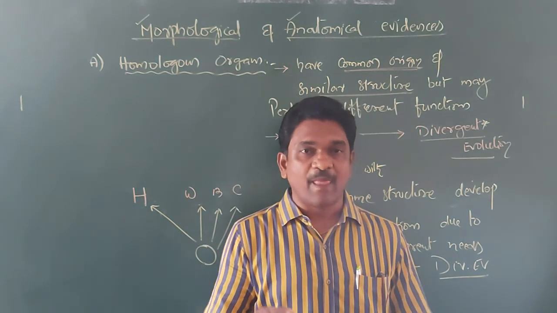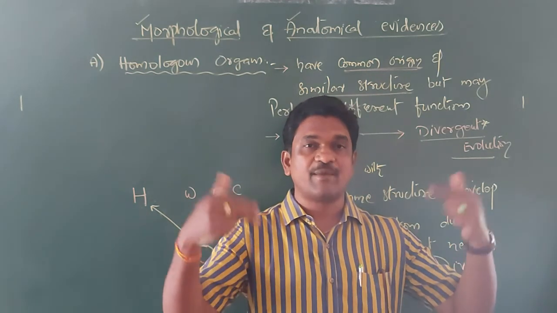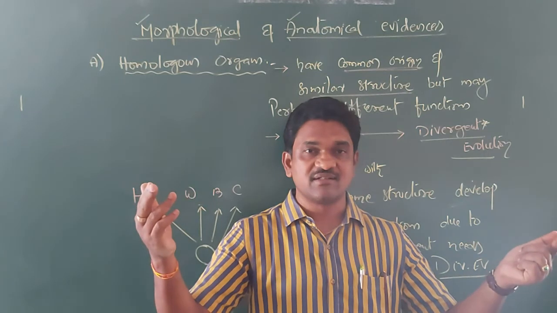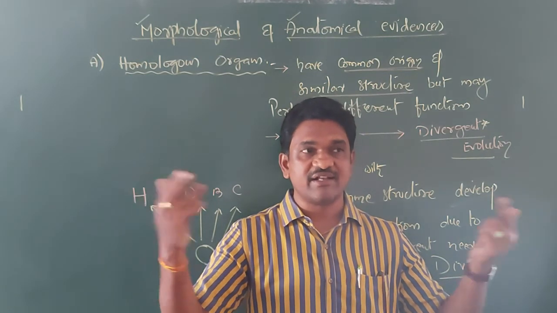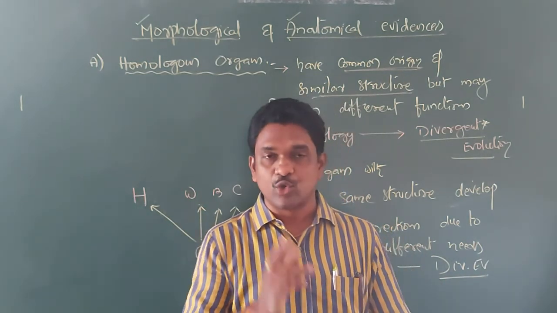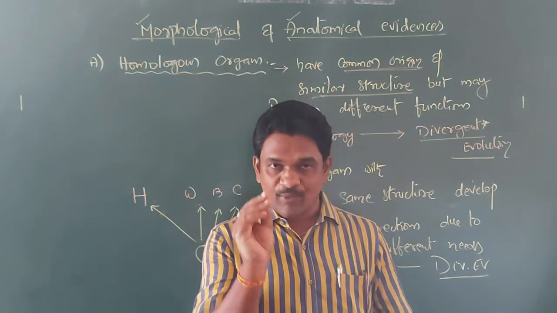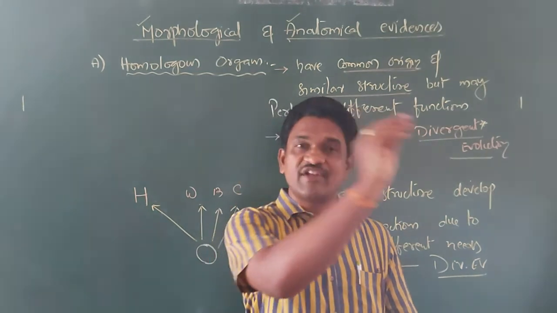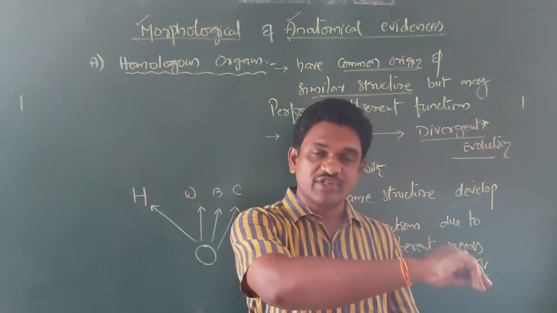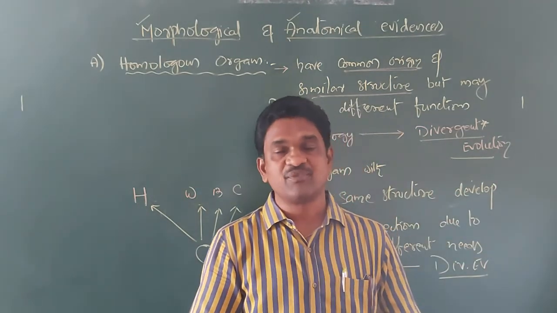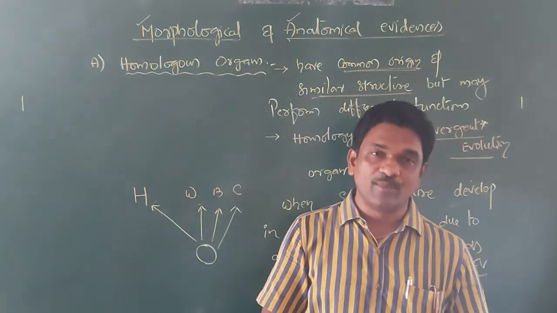Okay, when organs with the same structure perform different functions for different needs in different habitats, that is called divergent evolution. Don't forget this point. Homologous organs indicate which evolutionary process? Divergent evolution in different habitats. Okay, this is about divergent evolution and homologous organs.